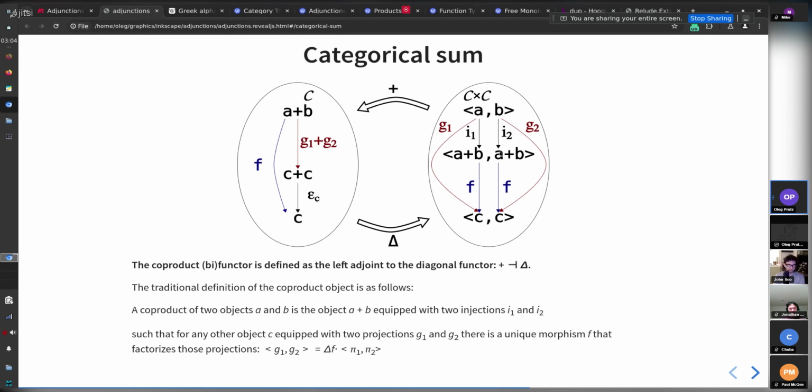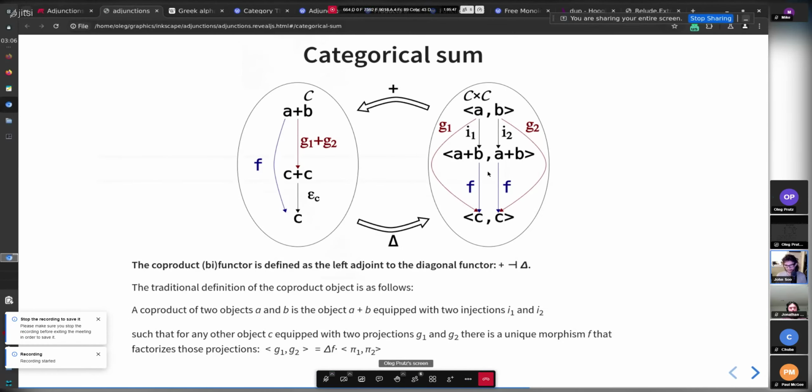Yeah, so remember they say that co-product is dual to product, and that's why it's the left adjoint. So you're searching among objects of C that each have a pair of morphisms like this, right? G1 and G2, or I1 and I2.